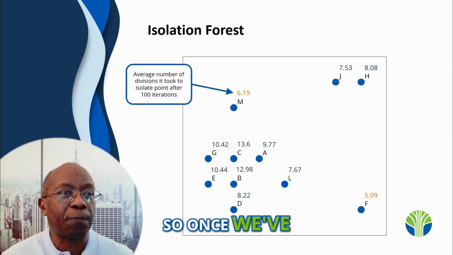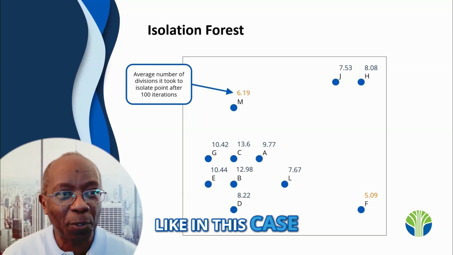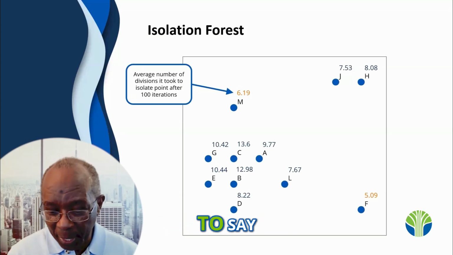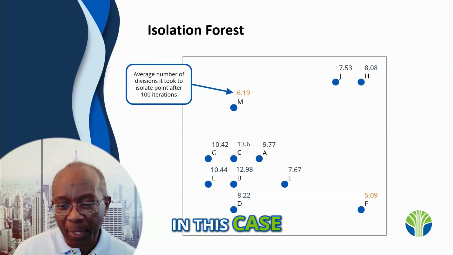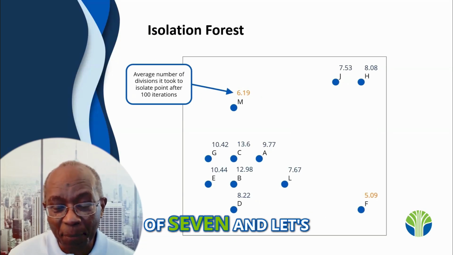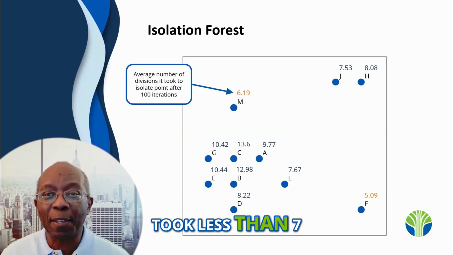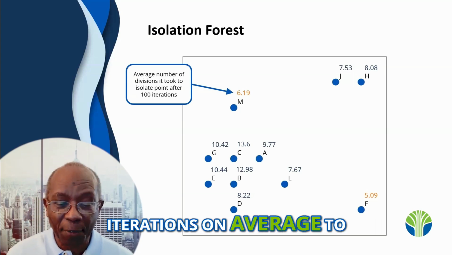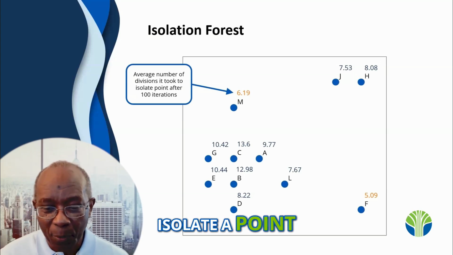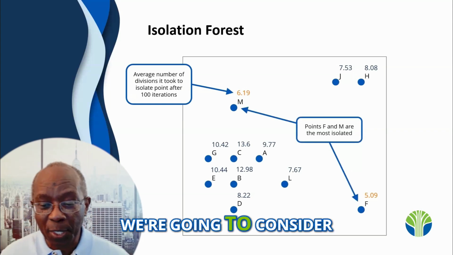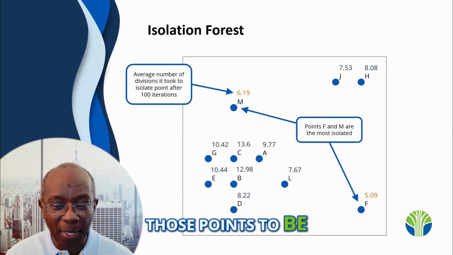Okay, so once we've done it a few times, like in this case, we've done it 100 times, the next thing we want to do is to say, let's pick a threshold. In this case, I picked a threshold of 7. And let's say that if it took less than 7 iterations on average to isolate a point, which is the case with the points F and M, we're going to consider those points to be the outliers.